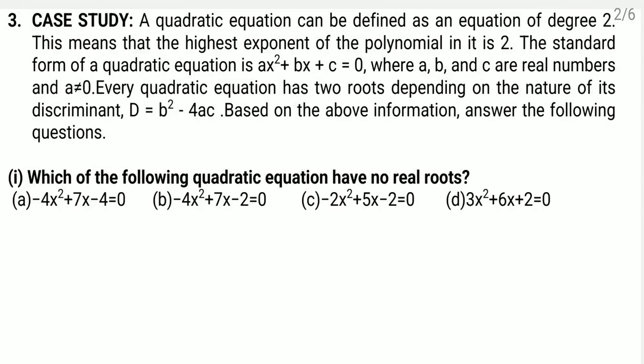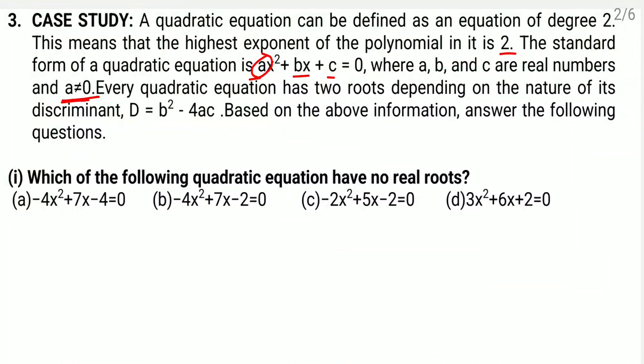A quadratic equation can be defined as an equation of degree 2. This means that the highest exponent of the polynomial in it is 2. The standard form of a quadratic equation is ax square plus bx plus c equal to 0, where a, b, c are real numbers. Now try to understand here, a, b, c are the coefficients, and they are real numbers, and a is not equal to 0. This a should not be equal to 0, otherwise it will no more be a quadratic equation.